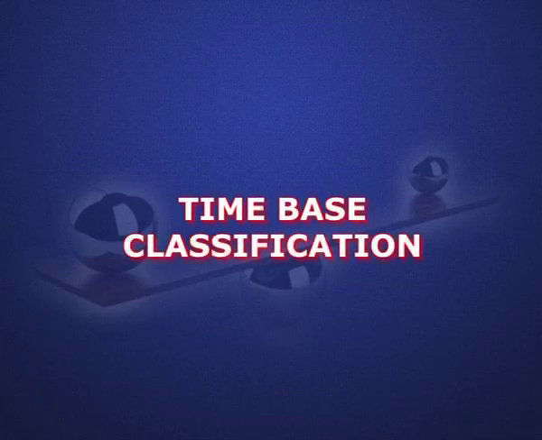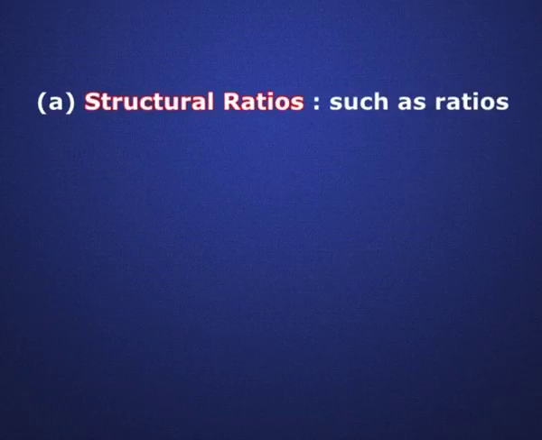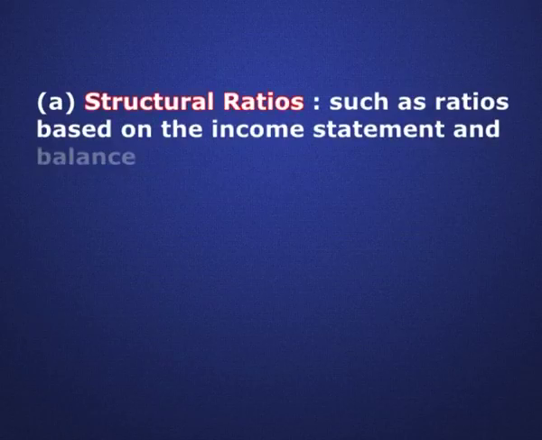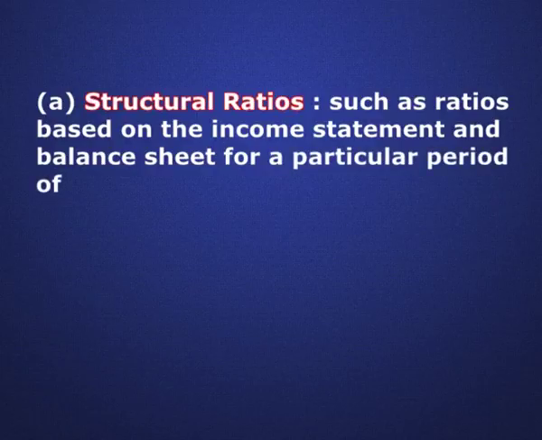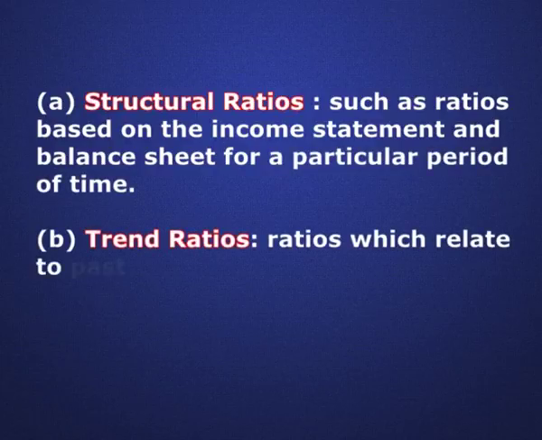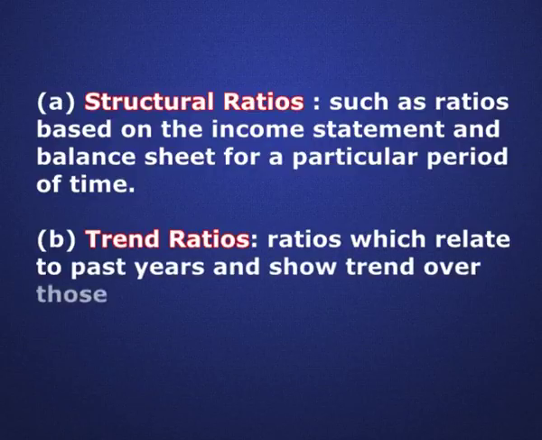Second, time-based classification. According to time as a basis of classification, the ratios may be put into two groups. A. Structural ratios, such as ratios based on the income statement and balance sheet for a particular period of time. B. Trend ratios, ratios which relate to past years and show the trend over those years.